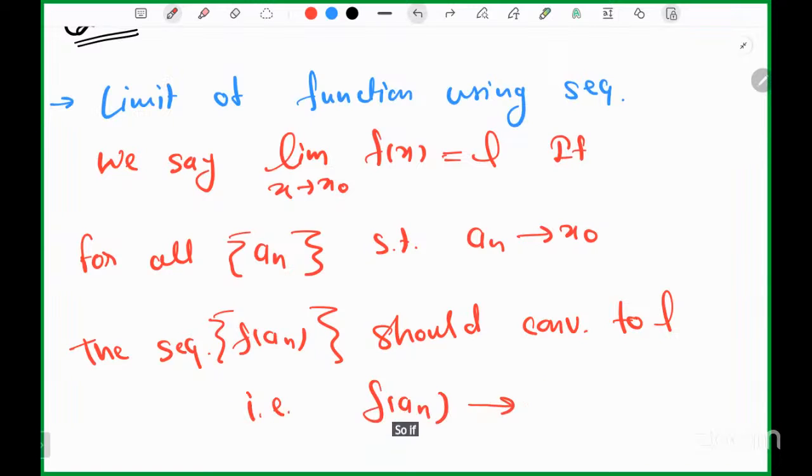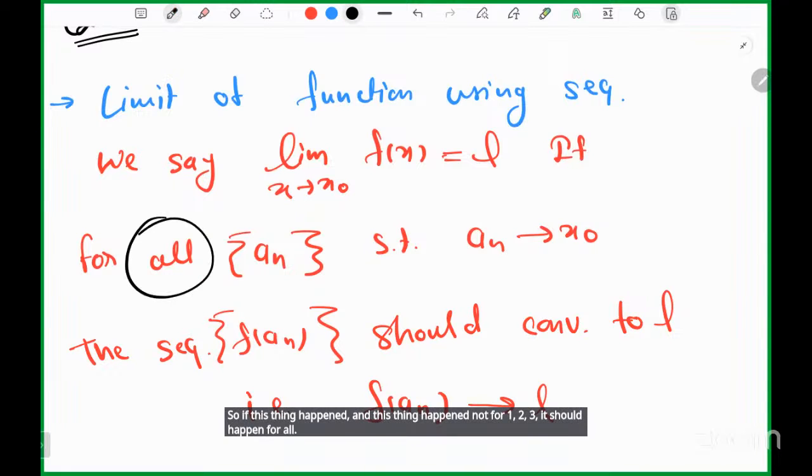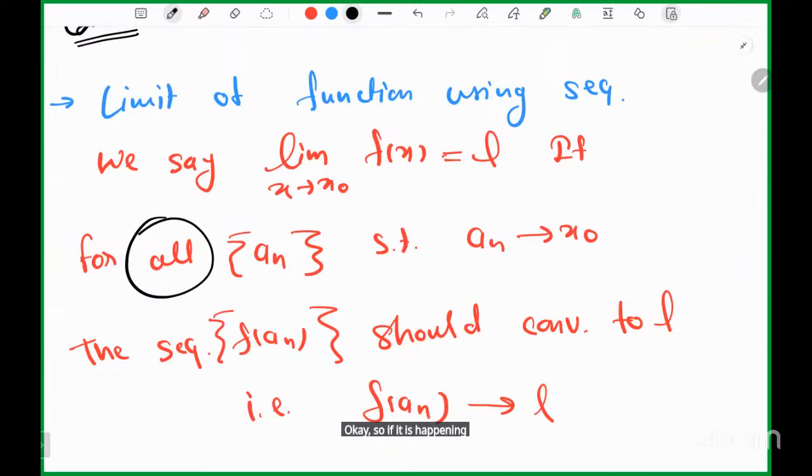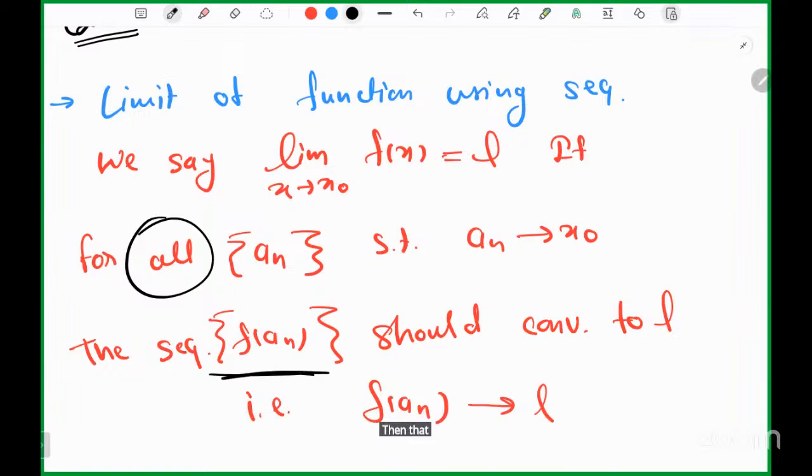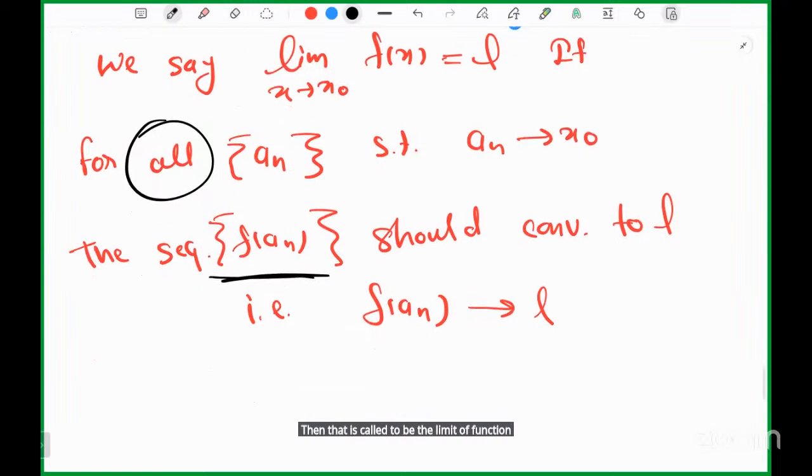And this should happen not just for 1, 2, 3 sequences, it should happen for all. If it is happening for all sequences which are converging to x naught, and for all of them this new sequence f of an is going to a fixed number L, then that is called the limit of the function. Okay, so I'll take one example for that.